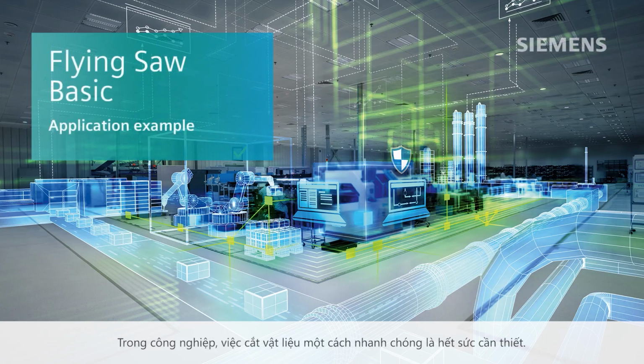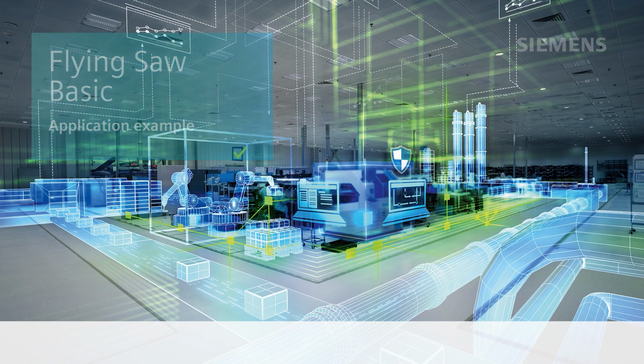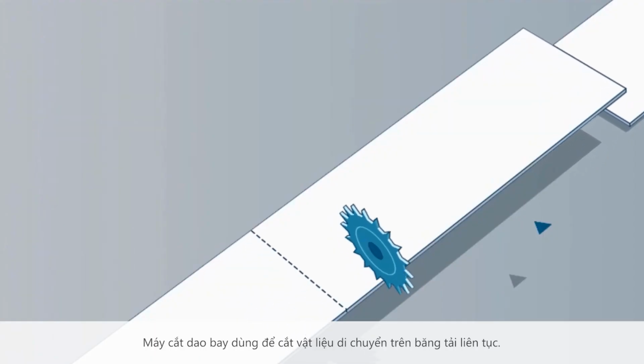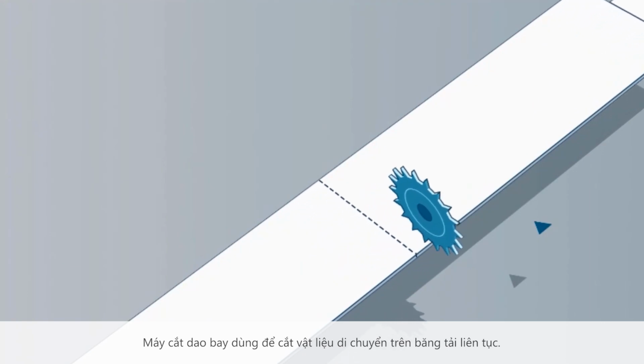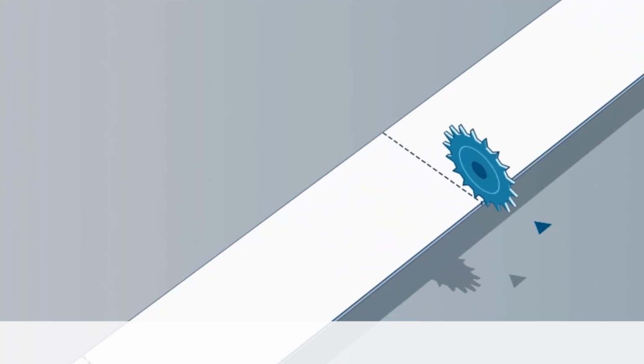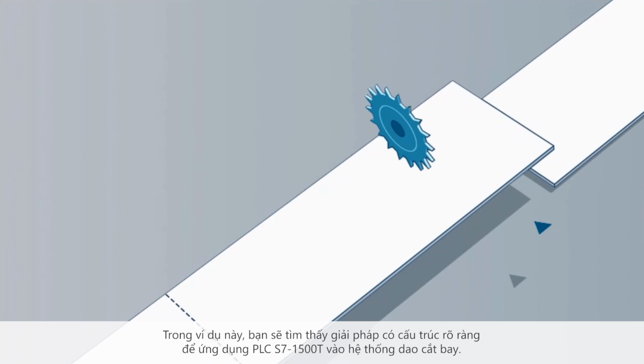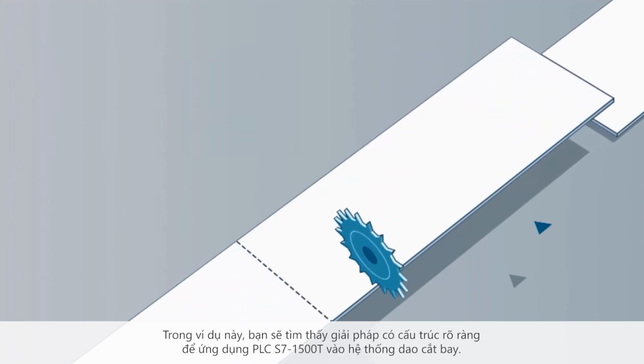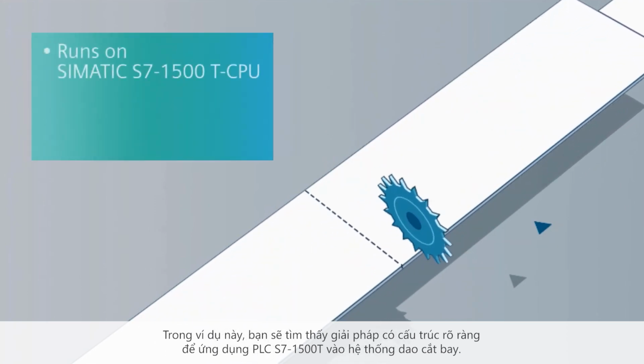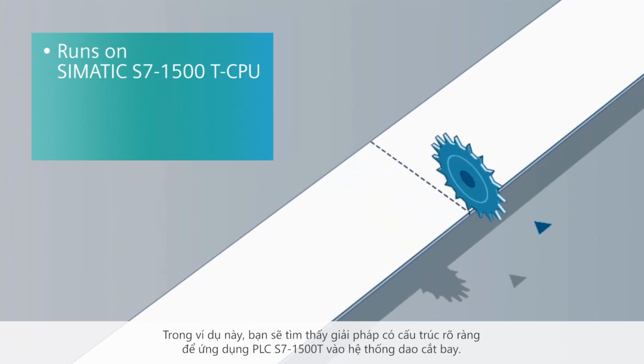In many industrial processes, cutting material on the fly is needed. A flying saw cuts materials on a conveyor which is continuously moving. In this application example, you will find a clearly structured solution for implementing a flying saw with the S7-1500T CPU.